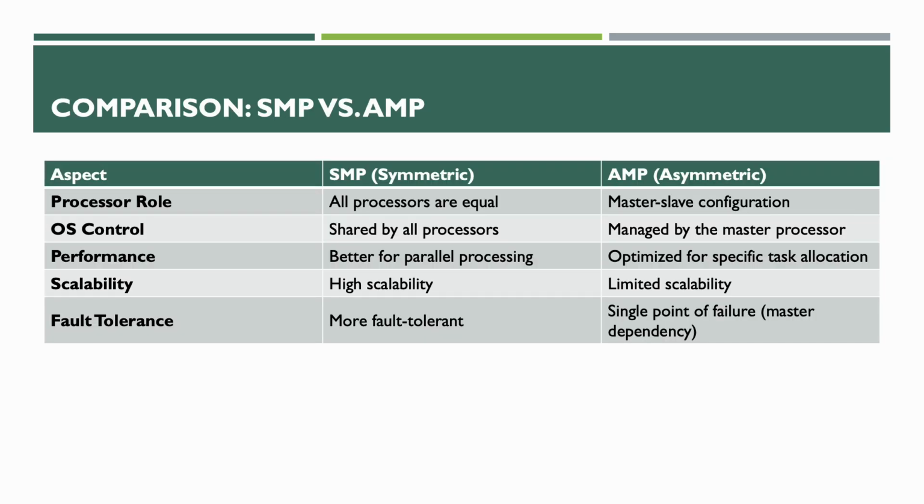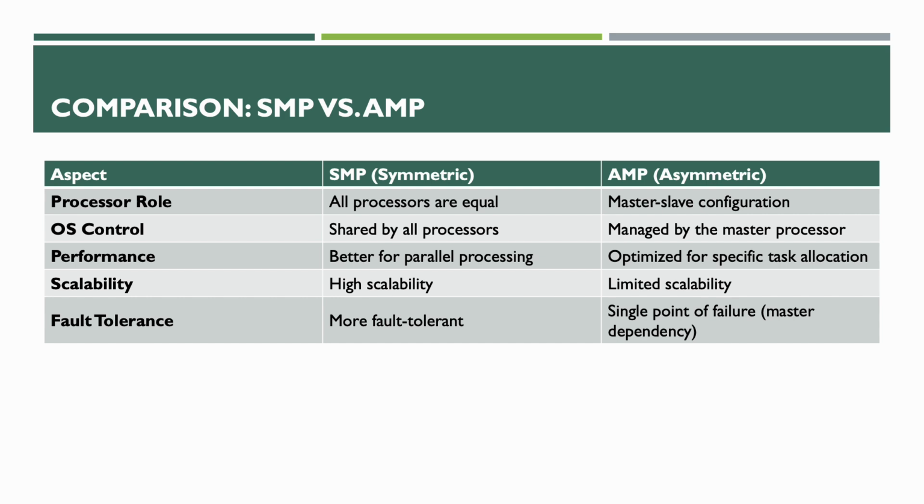Okay, now let's see a comparison. Now we have explored both symmetric and asymmetric multiprocessing in detail, so we'll just go through this. As you already know, in SMP, all processors are equal, meaning any processor can handle any task, making workload distribution more efficient. And in AMP, one processor is the master and controls everything, while others are the slaves, handling only delegated tasks, leading to a hierarchical structure.